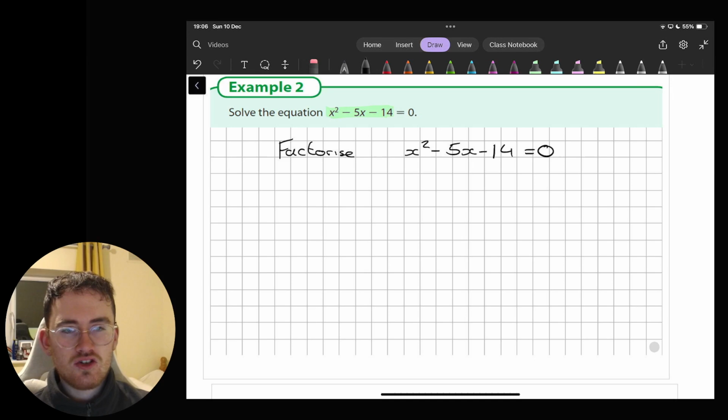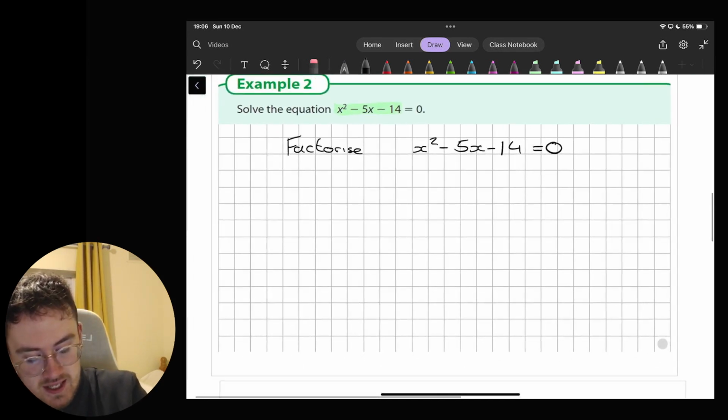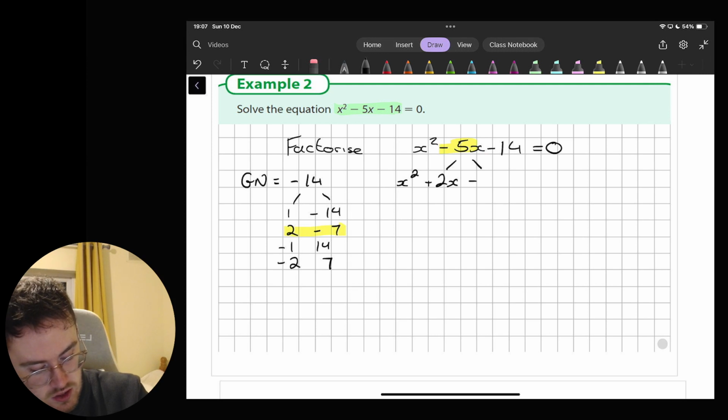To solve this quadratic, we first have to factorize the quadratic equation. Start off by finding my guide number, which here is minus 14. Factors of minus 14: 1 and minus 14, 2 and minus 7, minus 1 and 14, minus 2 and 7. I need the factors that add to give me minus 5, so it's going to be 2 and minus 7. Let's do this one out fully. I'm splitting my middle term: x squared plus 2x minus 7x minus 14, still all equal to 0.